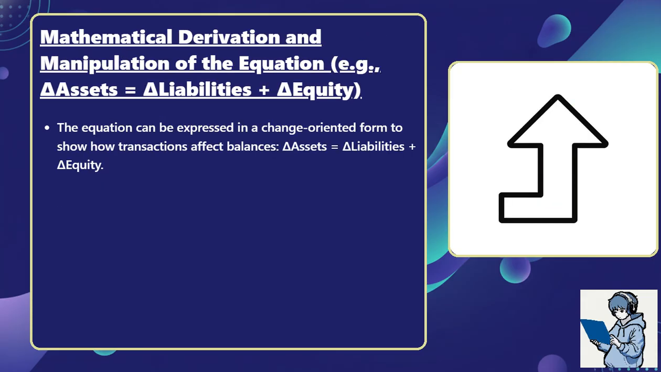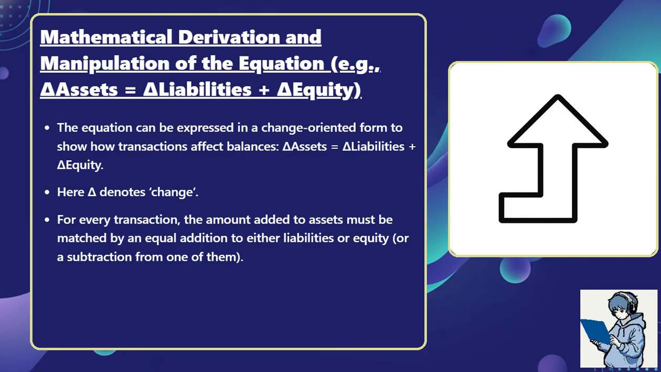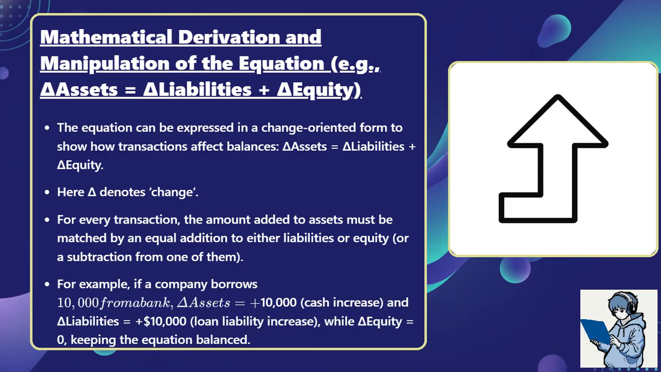The equation can be expressed in a change-oriented form to show how transactions affect balances. Delta assets equals delta liabilities plus delta equity. Here, delta denotes change. For every transaction, the amount added to assets must be matched by an equal addition to either liabilities or equity, or a subtraction from one of them. For example, if a company borrows $10,000 from a bank, delta assets equals plus $10,000 cash increase, and delta liabilities equals plus $10,000 loan liability increase, while delta equity equals 0, keeping the equation balanced.